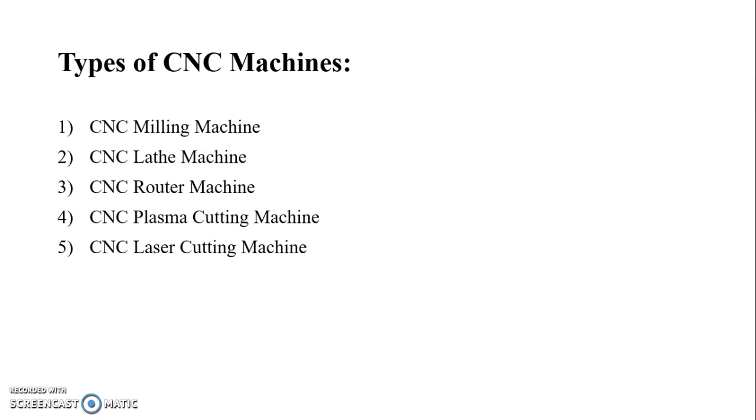So lathes used in turning centers operate by rotating the cylindrical material rapidly on a spindle. While the material is rotating, a cutting tool is used to shape the piece into its desired form. So CNC lathes are ideal for manufacturing symmetrical objects that have conical, spherical, or cylindrical shapes.